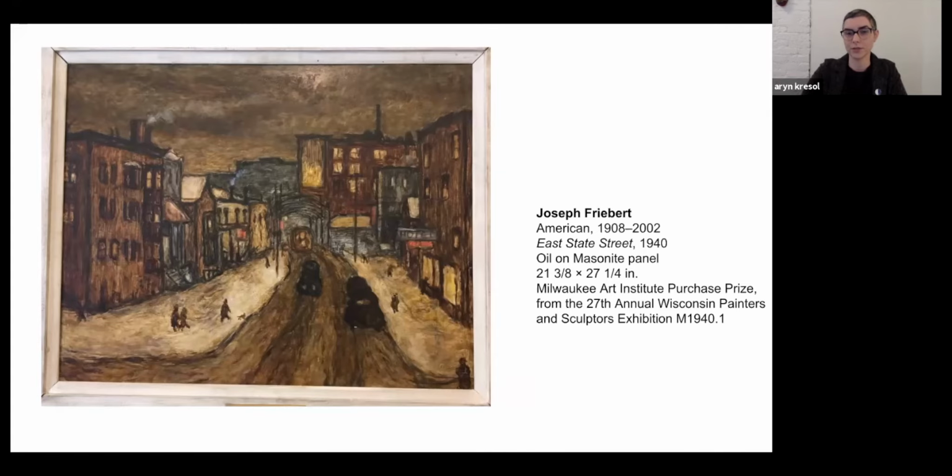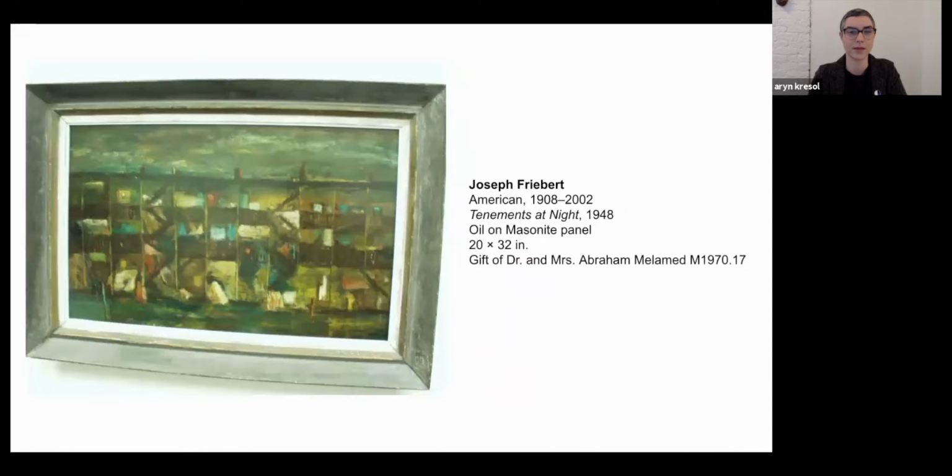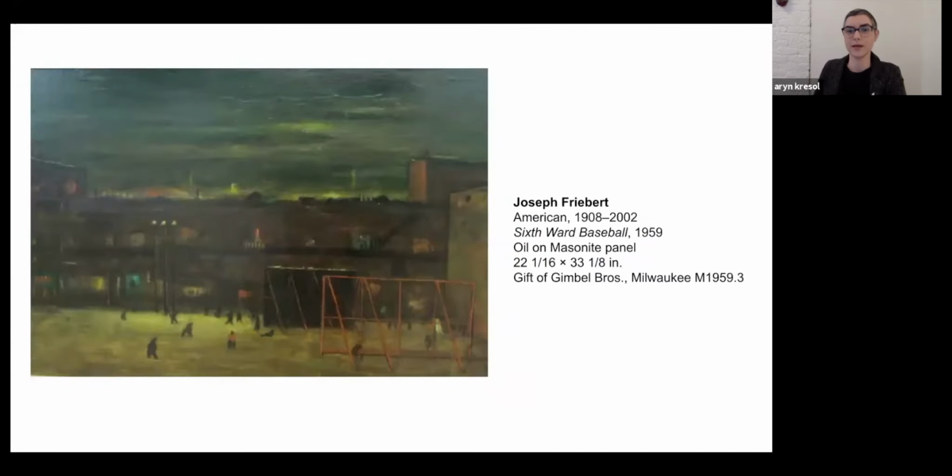Three additional works by Freebert are included in the exhibition: Milwaukee Junkyard from 1946 to 1947, which was acquired in 1959; Tenements at Night, acquired in 1970 and from 1948; and the previously mentioned Sixth Ward Baseball from 1959.